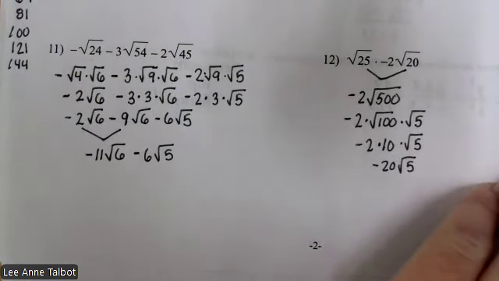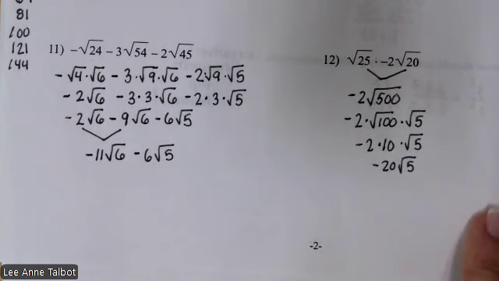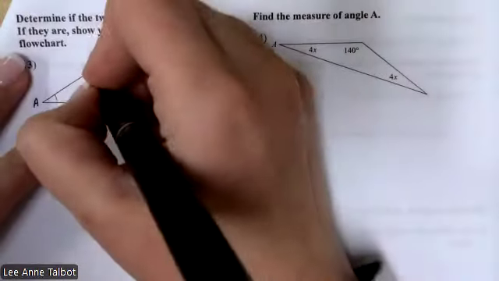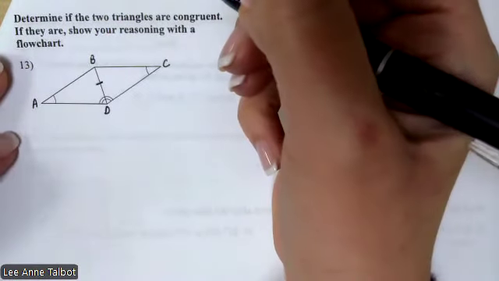Okay. Next, number 13. Three more problems and then we're done. Your favorite. Okay, first. Any vertical angles or reflexive sides? Reflexive. Okay, great.